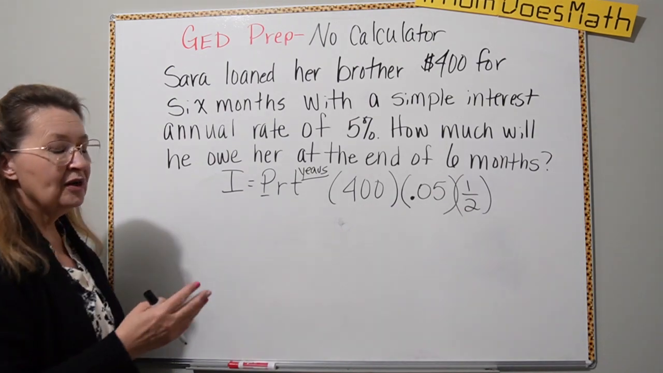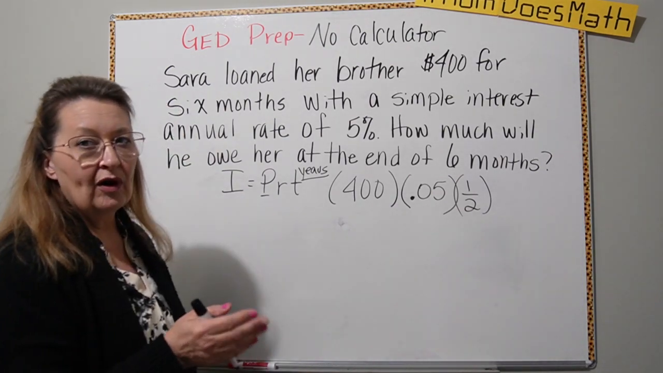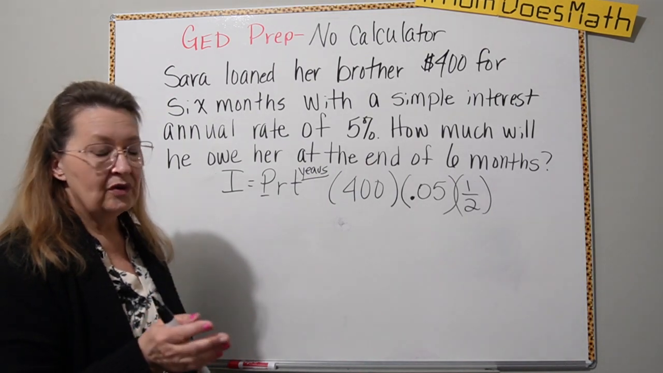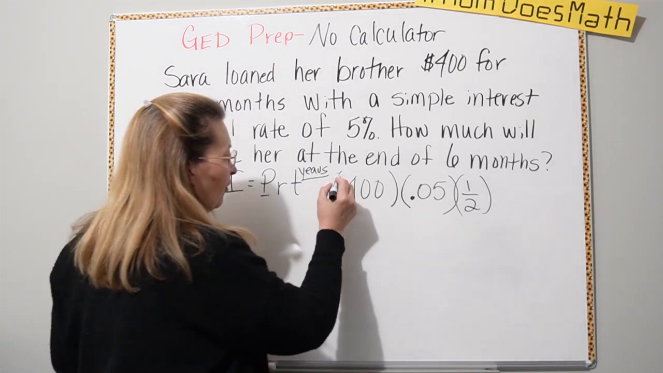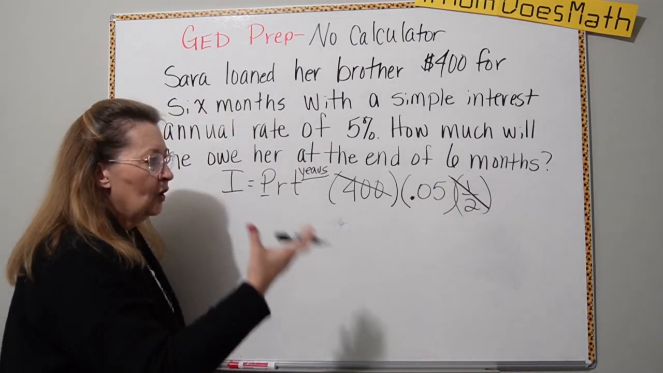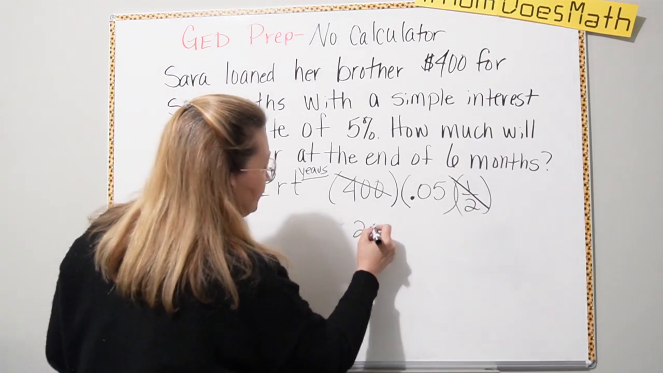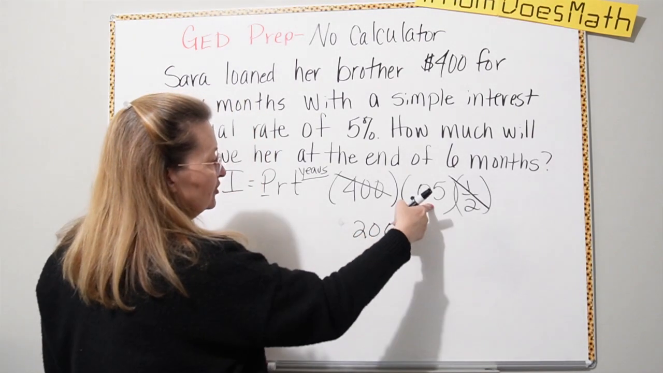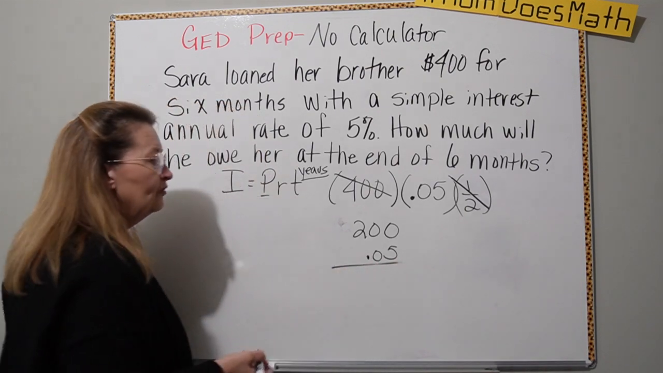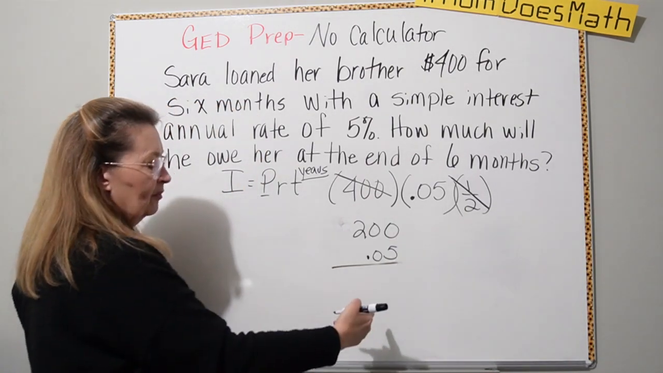Now when you have 3 numbers multiplied together, especially since we can't use a calculator, let's be smart. You can multiply the numbers in any order you want to. So first of all, if I multiply 400 times 1/2, what's 1/2 of 400? 200. So now all I have to do is multiply the 200 times 0.05. And here's a little review of multiplying with decimals. You line up your last number.